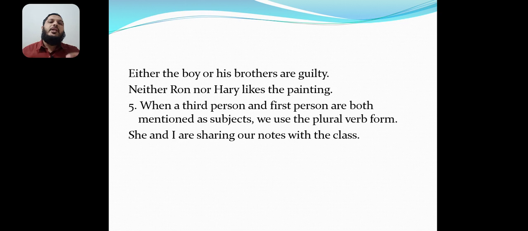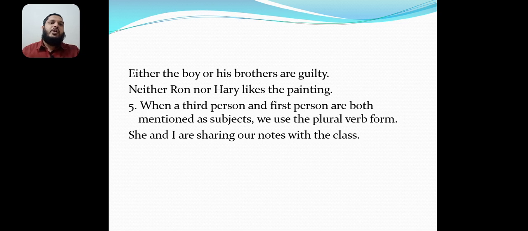When we combine two nouns with either or neither nor, we have to look at the subject that comes close to the verb. That means here his brothers, that is plural. That's why we have used are instead of is.